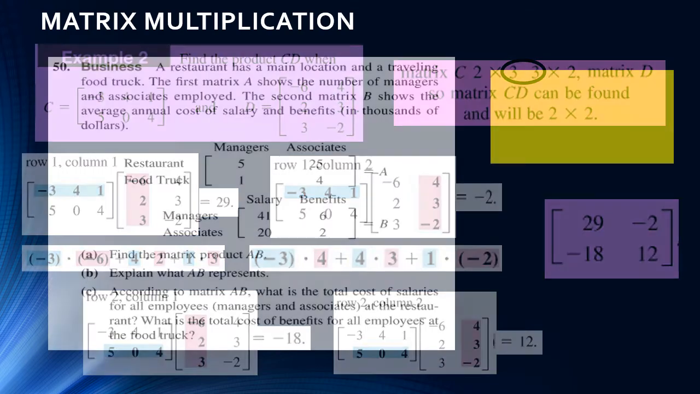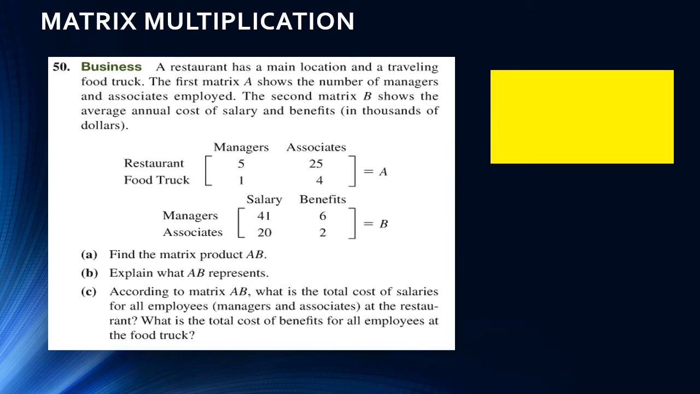All right. So let's look at a problem. A restaurant has a main location and a traveling food truck. The first matrix A shows the number of managers and associates employed at each. The second matrix B shows the average annual cost of salary and benefits in thousands of dollars. Matrix A has elements 5, 25, 1, 4, and is a 2 by 2 matrix. Notice that managers is the title for the first column, associates is the column title for the second column, and tells you how many people are employed at each establishment. The first row is restaurants and the second row is food trucks.